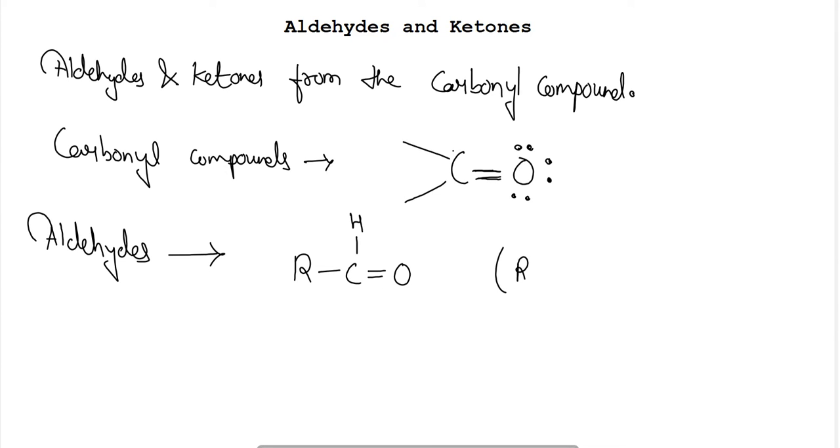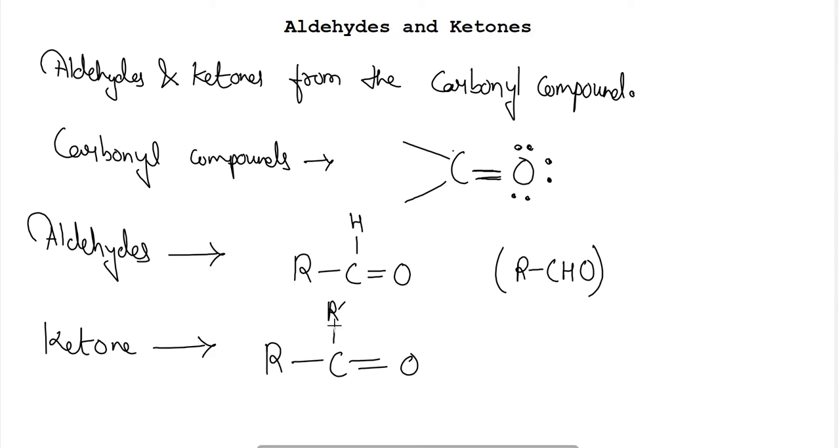The representation will be RCHO like this. Next is the ketone group. Here we will see R-C double bond O-R. Where in the case of aldehyde one H was attached to the carbon atom, here two alkyl groups are attached, one termed as R and one termed as R dash, to show that another alkyl group is attached. So it will be termed as a ketone. It is also represented as RCOR dash. So these are the ketones and aldehydes.